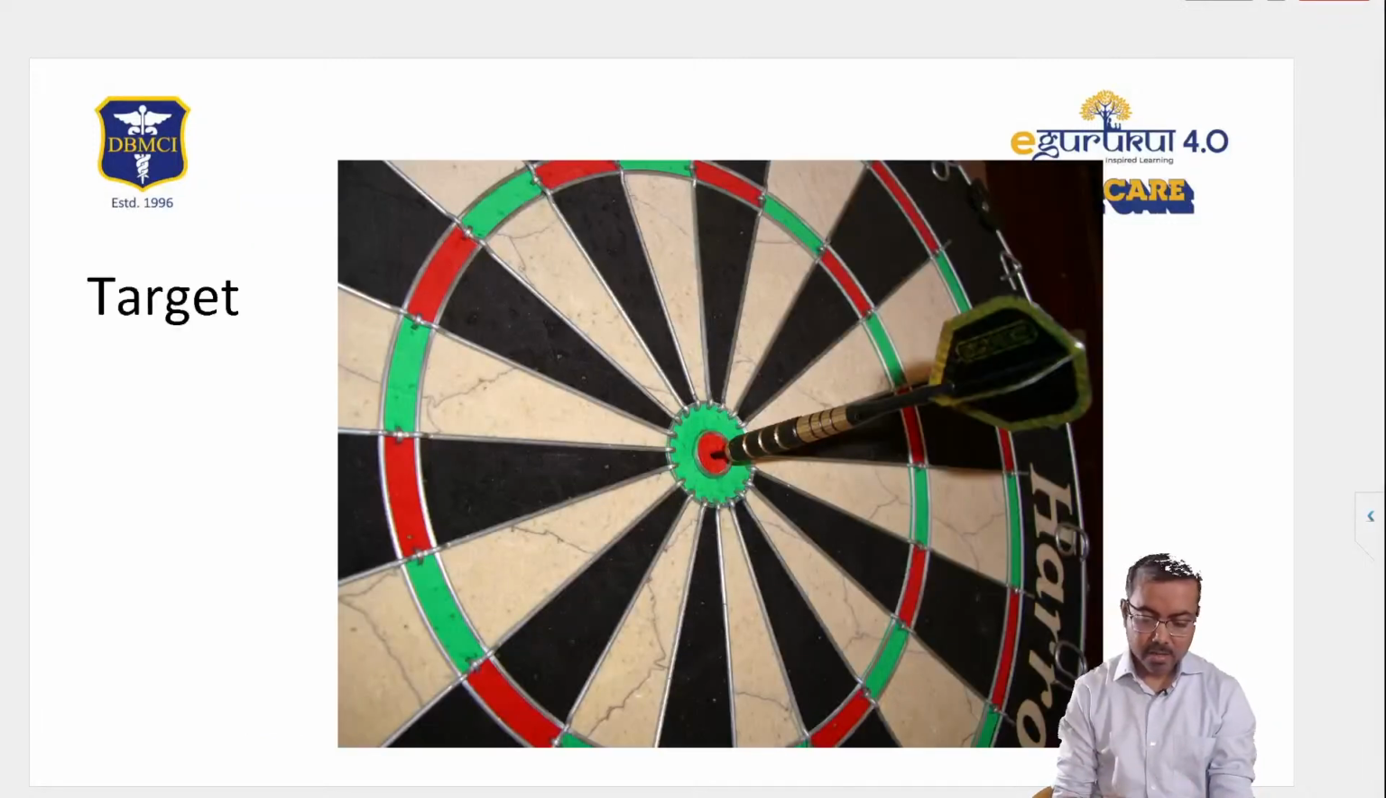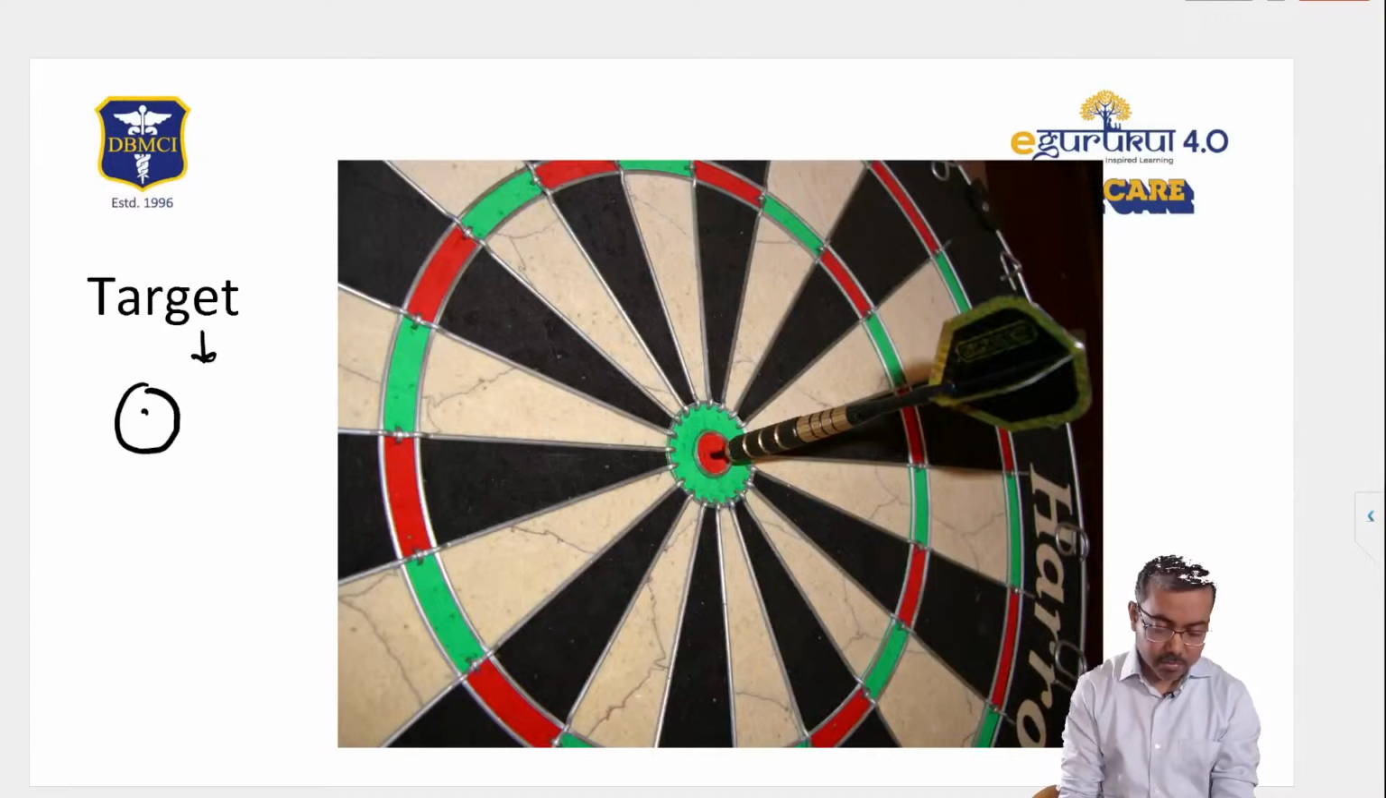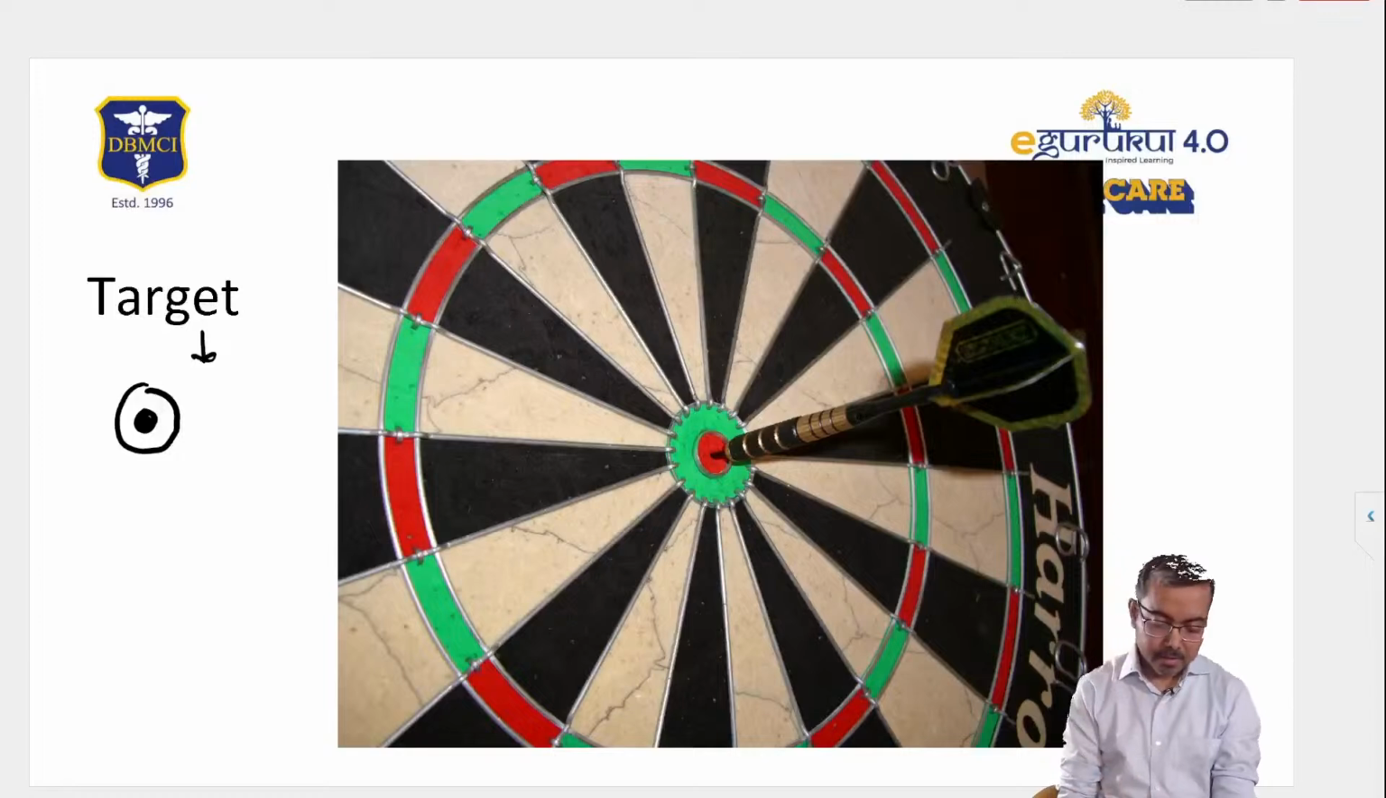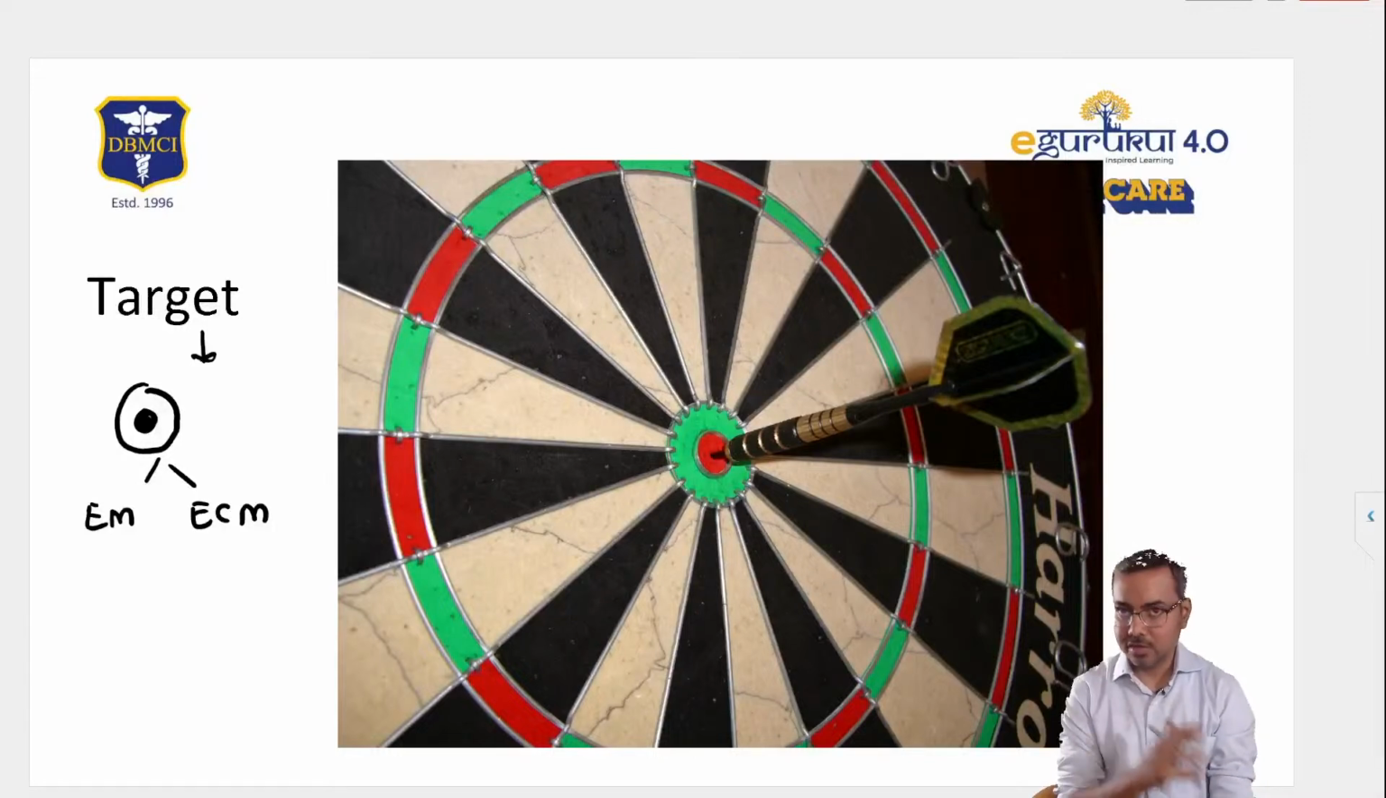Now we have another morphology called target. Target is usually going to be three zones like this. Can you see it's a target? This is seen in two disorders. One is called erythema multiforme. One is called erythema chronicum migrans. So third morphology, target: erythema multiforme, erythema chronicum migrans.